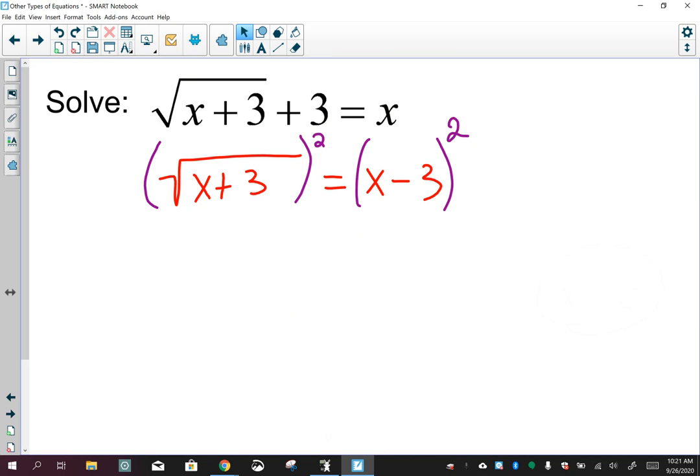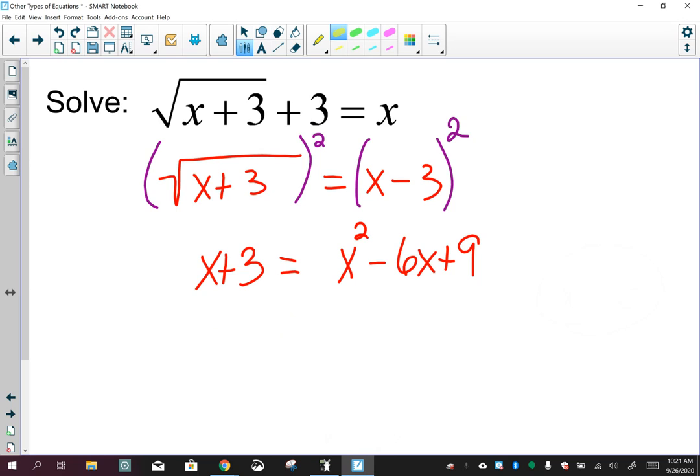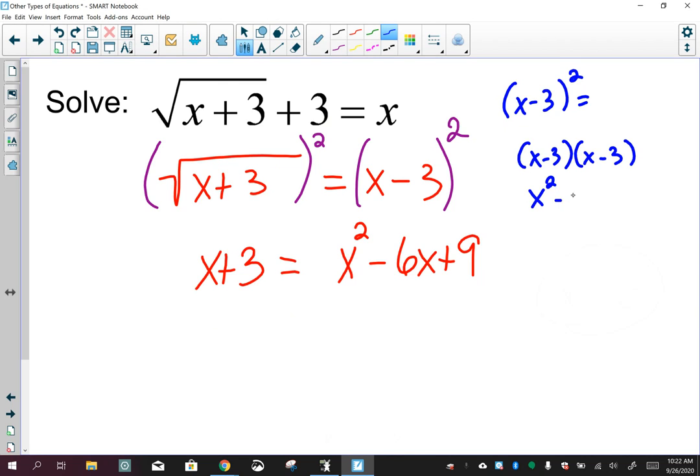Now that I've squared both sides, on the left-hand side, the square and the square root cancel, leaving you with the x plus 3. And then you're going to FOIL out this side over here. Now, in case you don't remember, I will show you because you're going to need to know how to do this. You need to remember that x minus 3 squared is the same thing as x minus 3, x minus 3. You're going to FOIL that out, and then you wind up with x squared minus 3x minus 3x plus 9. And then that turns into that.